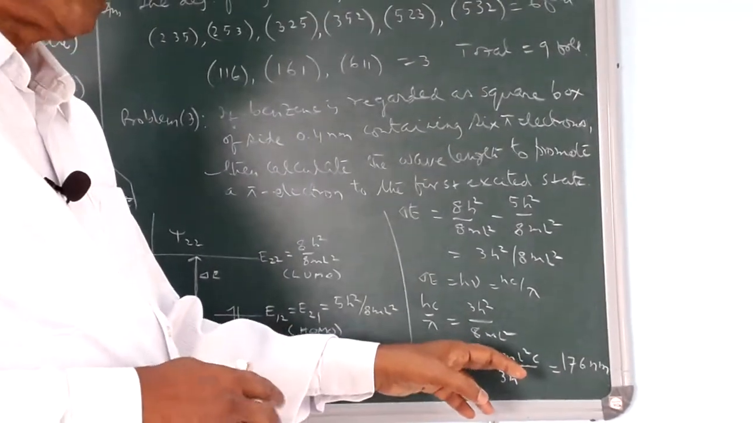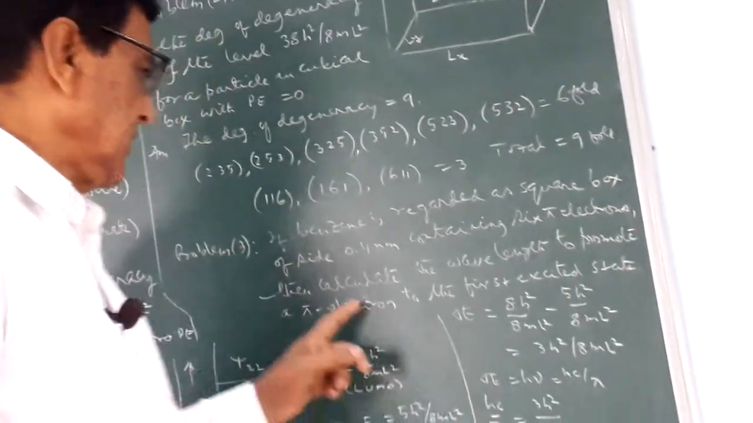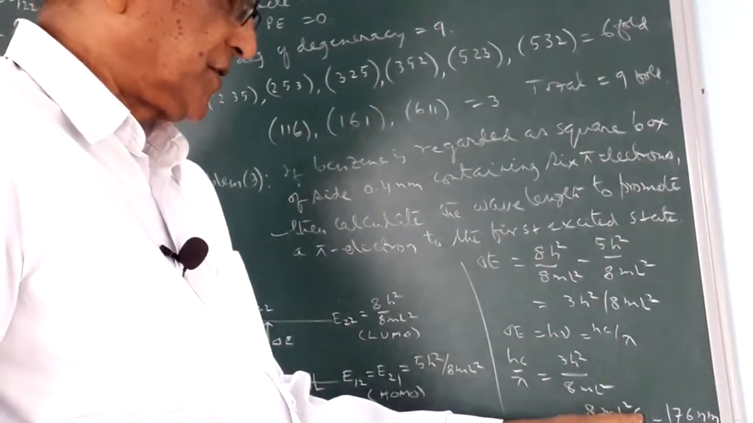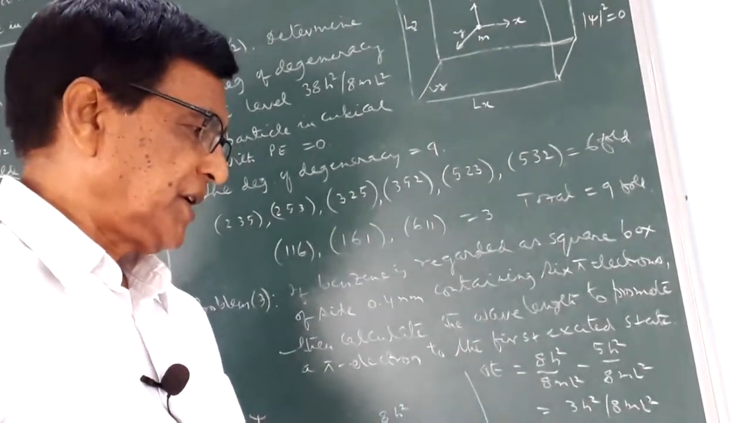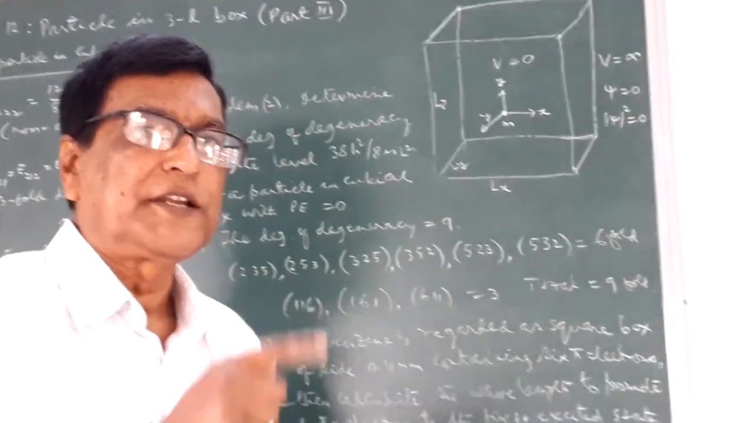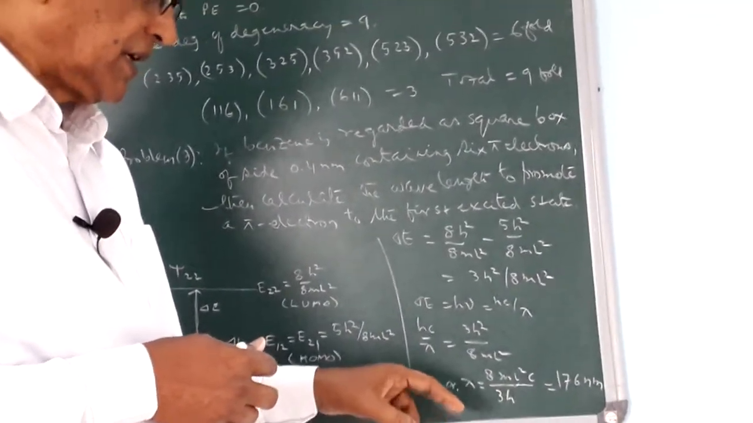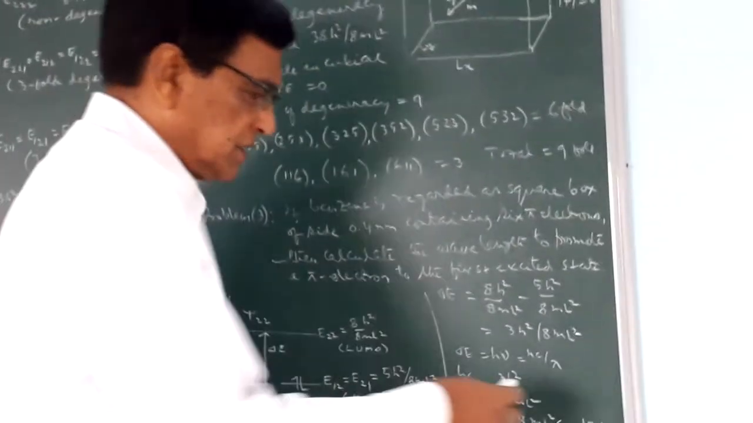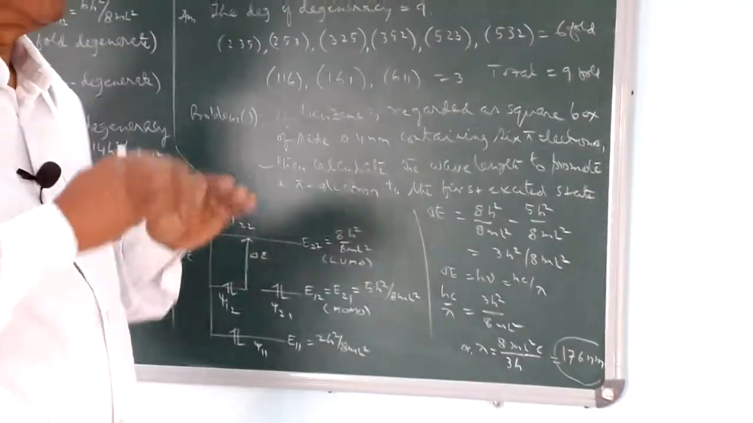And m is the mass of the electron, 9.1 × 10⁻³¹ kg, and L here is 0.4 × 10⁻⁹ meter, and c the velocity of light is 3 × 10⁸ meter per second, and h is 6.626 × 10⁻³⁴ joule second. If we put all these values in the right hand side, then lambda would be found to be 176 nm. This means this is the wavelength that benzene will absorb for this excitation.